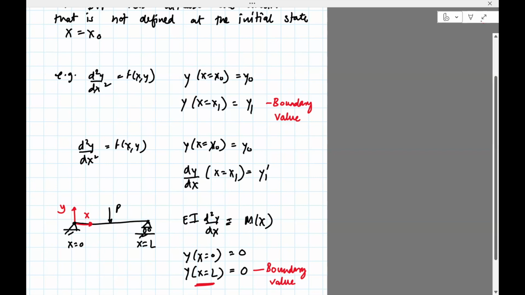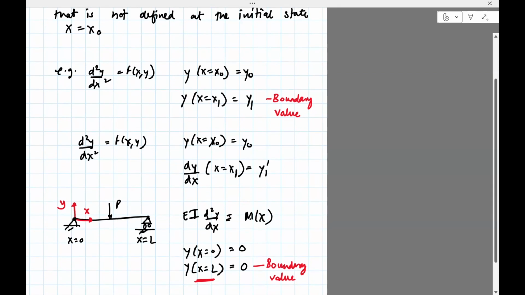In the next part, I will show you how to solve boundary value problems. They are usually much easier to solve using a program, but we can solve some specific special problems by hand, and we'll only do those special problems by hand.